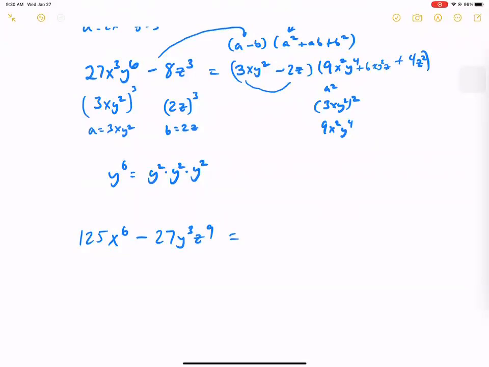Where did you get the x squared for the x? Where did I get the square for the x? It's because it's a squared. So we took 3xy squared and we square it. So that becomes 9x squared y to the fourth.